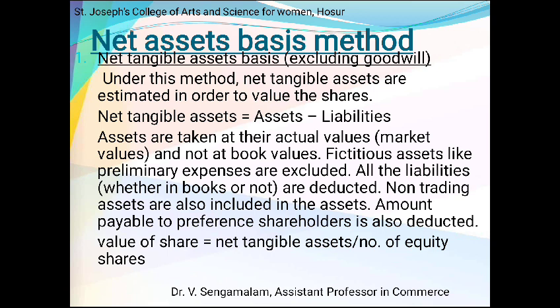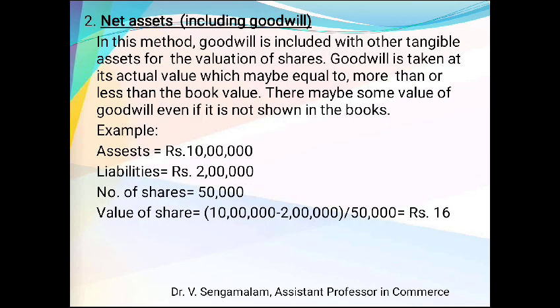The formula for value of shares in net assets basis method is net tangible assets divided by number of equity shares. Net asset method including goodwill: in this method, goodwill is included with other tangible assets for the valuation of the shares. Goodwill is taken at its actual value, which may be equal to, more than or less than the book value. There may be some value of the goodwill even if it is not shown in the book.